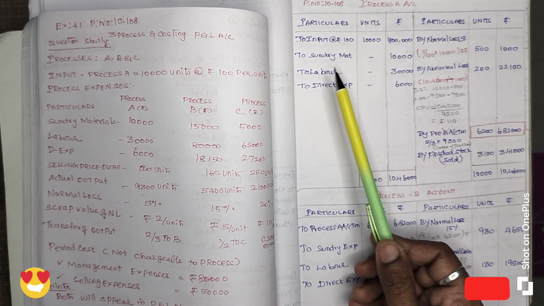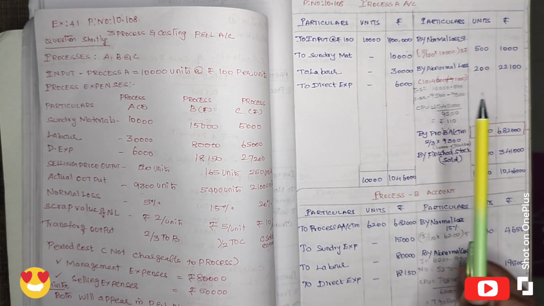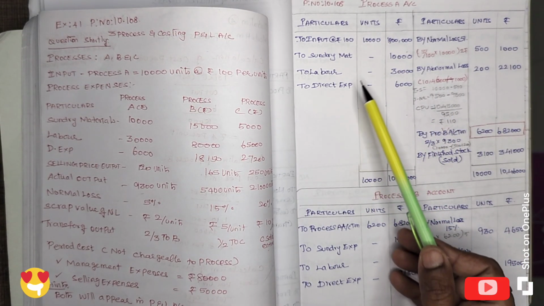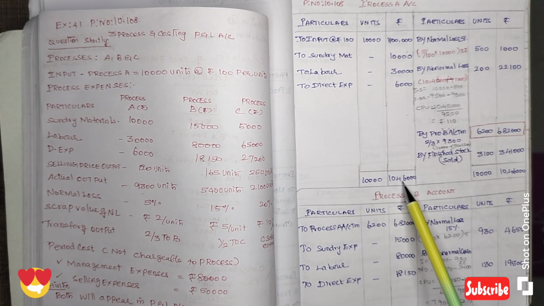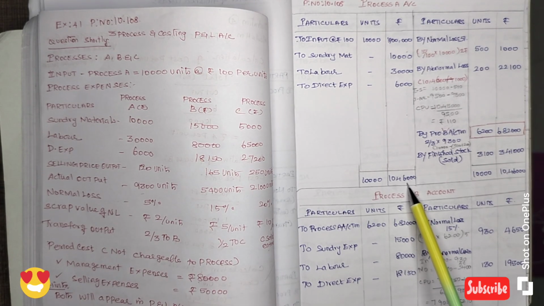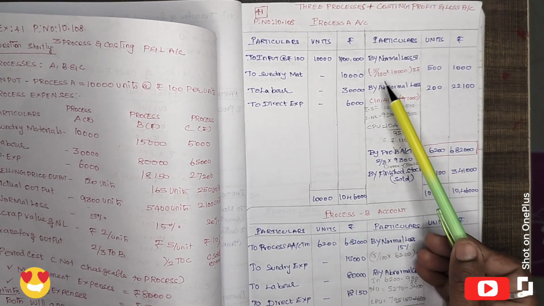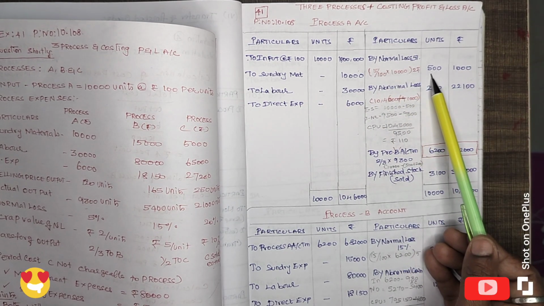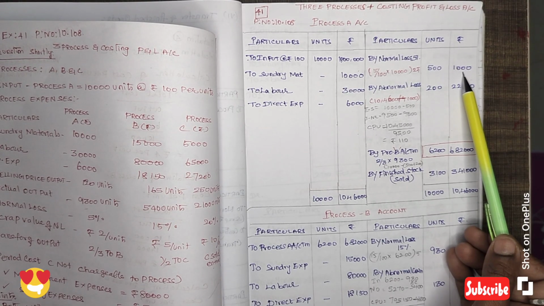Then sundry material 10,000 rupees, labor 30,000 rupees, and direct expenses 6,000 rupees are entered. Now after entering, we can calculate the total. So at the end of process A we have 10,000 units input and a total cost of 10,46,000. Let's find out normal loss 5%. 5 by 100 into input 10,000 you will get 500 units. With the scrap value of 2 rupees, the scrap value of normal loss is 1,000 rupees.